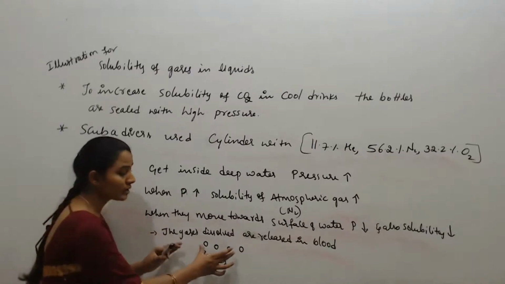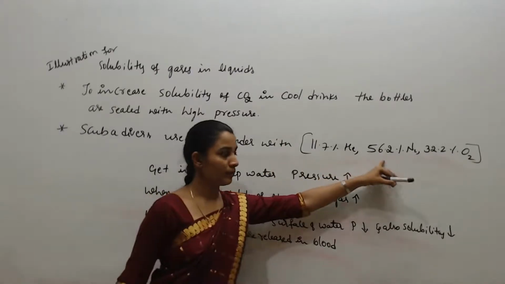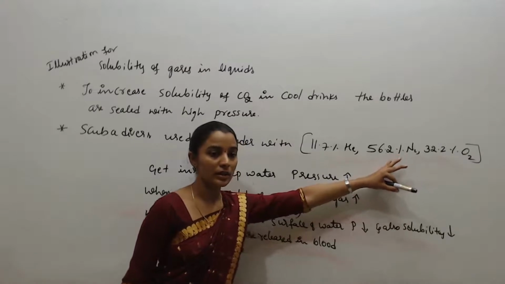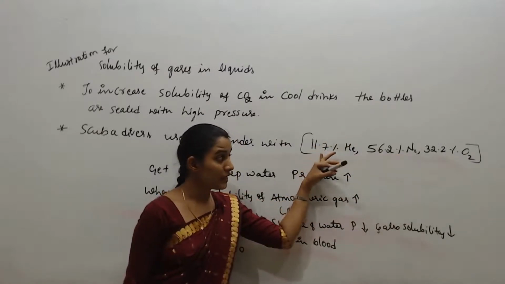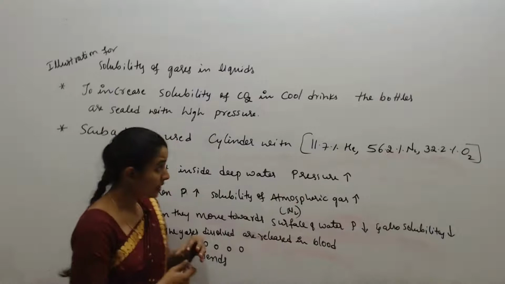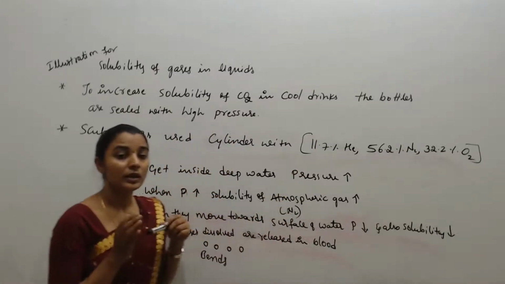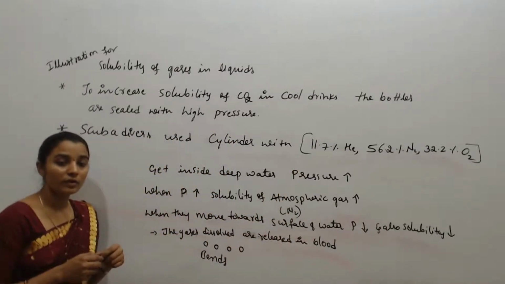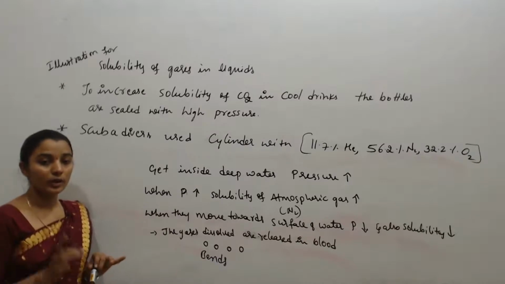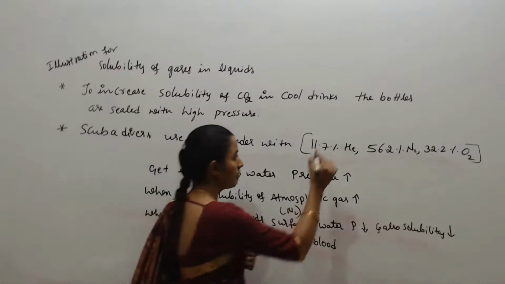So to reduce these bends, they use these cylinders. Due to the addition of helium, what does it mean? What is the reason for the addition of helium? It reduces the dissolution of nitrogen in our hemoglobin. Understood?